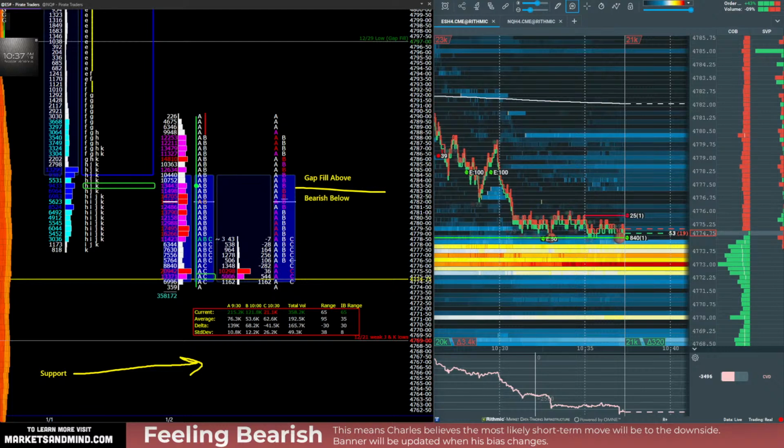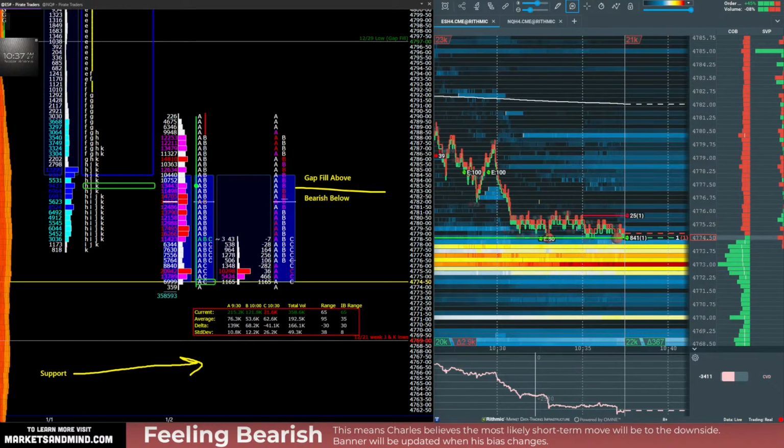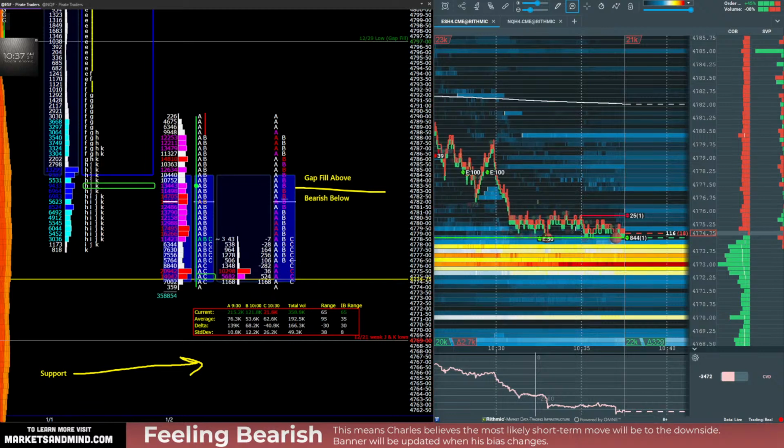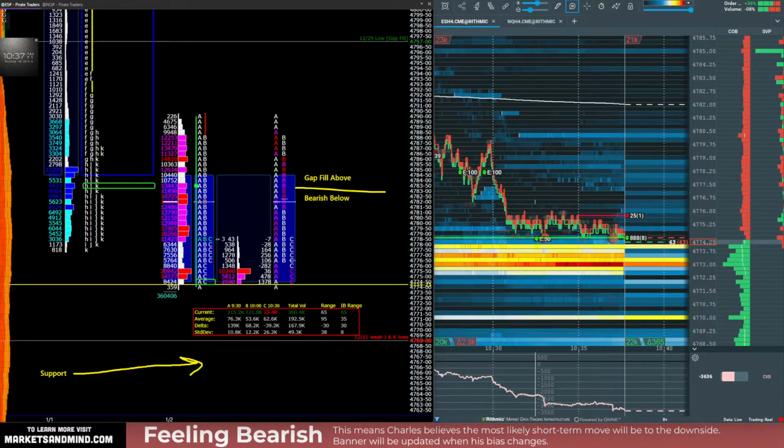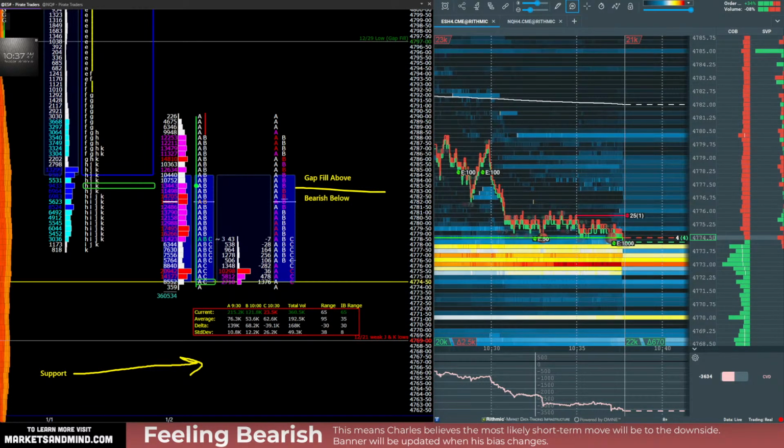Holy moly, you guys. Just bouncing on a single tick. Come on, market. You can do it. Man, somebody just got long 1,000 contracts.